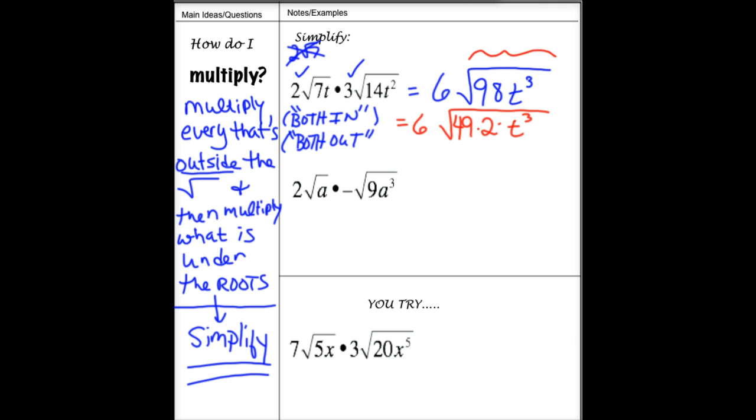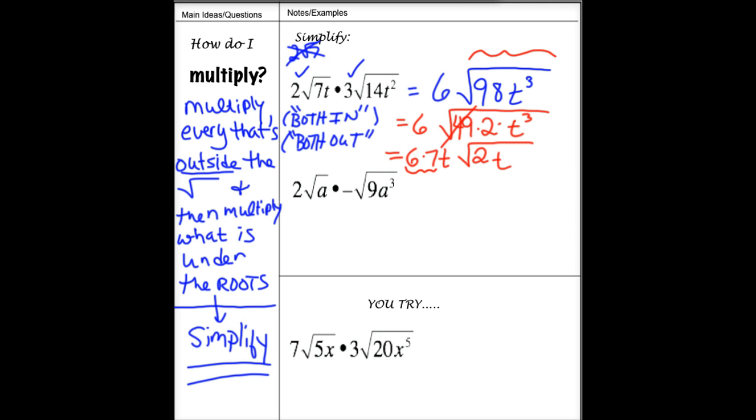So now when I pop out all my perfect squares, I get a 6 because it was there. And then the square root of 49 is 7. Root 2, nobody knows, and it doesn't get better. The square root of t cubed, well, I divide it by 2. 3 divided by 2 gives me 1, remainder 1. And then I'd obviously clean that up and write that as 42t, root 2t.